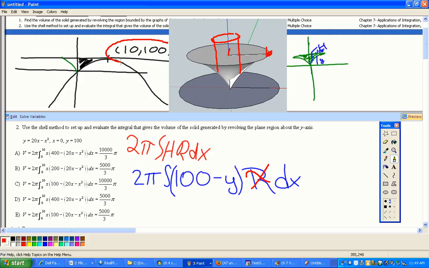Now, Max has already told you these numbers. Do I want the 10 or do I want the 100? I want the 10 because I'm going in the x direction. So that's how I know that that number is a 0. That's how I know that number is a 10.